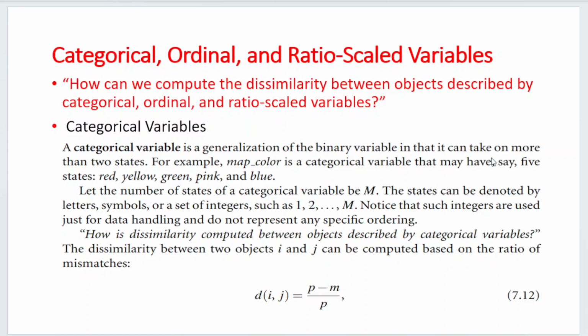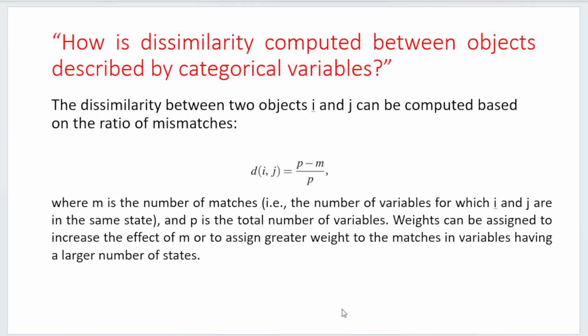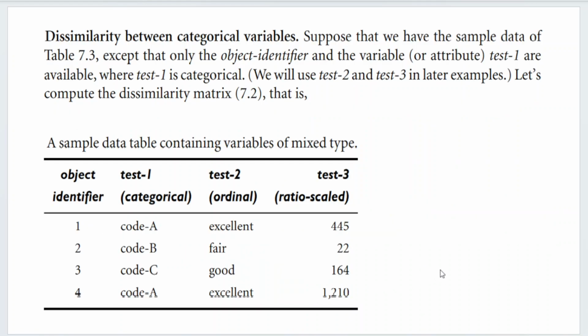Suppose your data consists of such categorical variables, how do we compute the dissimilarity between the objects? This is the equation for computing the dissimilarity of the objects, that is d of i comma j is equal to p minus m by p. This is the equation we have for computing with categorical variables. And let's see how the dissimilarity can be calculated for categorical variables.